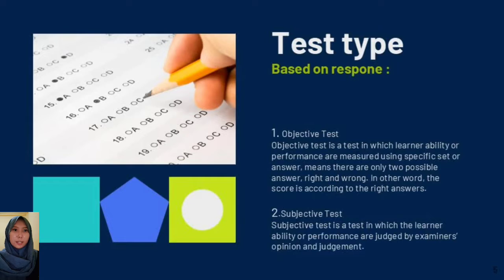Objective test is a test in which learner ability or performance is measured using a specific set of answers. It means there are only two possible answers, right and wrong. In other words, the score is according to the right answer. Types of objective tests include multiple choice tests, true or false tests, matching, and problem-based questions.